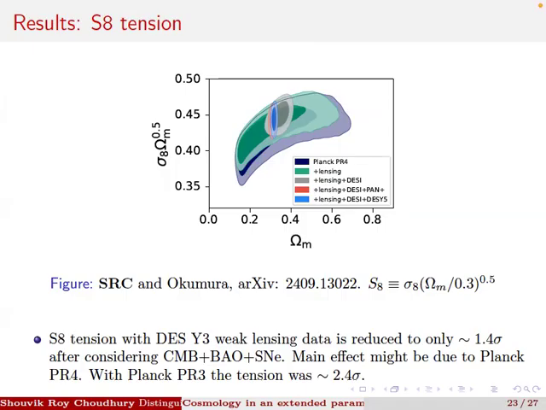And what we find is that with Planck PR4 likelihoods, this tension is reduced to 1.4 sigma, whereas with Planck PR3, this tension was at the level of 2.4 sigma with DES Y3 weak lensing data. So Planck PR4 likelihoods actually prefer a lower value of S8, around 0.8 instead of 0.83, which was the case with Planck PR3.